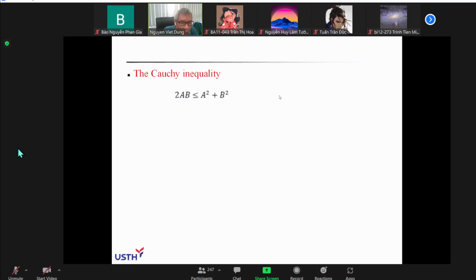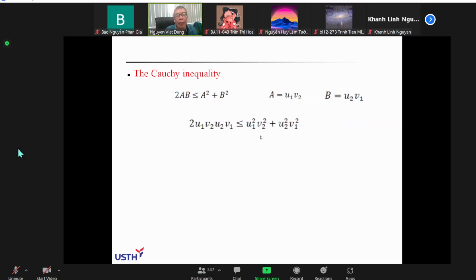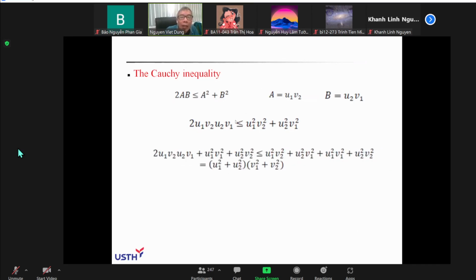Suppose that A and B are any numbers, then you have that one. Now, if you consider A to be the product U1 V2 and B to be the product U2 V1, where U, V are numbers, then we substitute A and B like that in here. What do you get? You get that inequality. Now, once again, we add U1 square, V1 square, U2 square, V2 square on both sides.